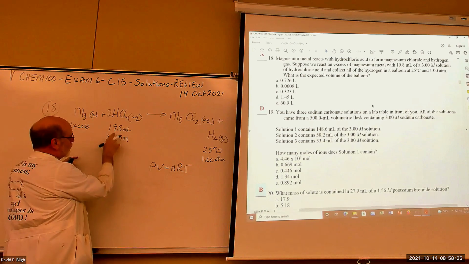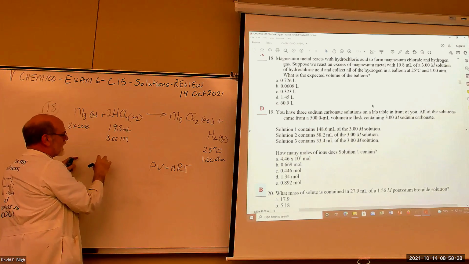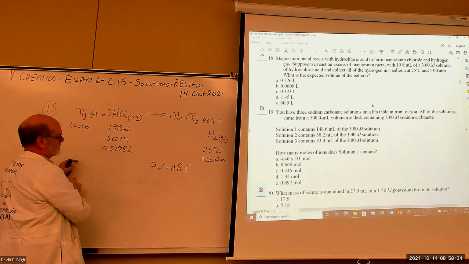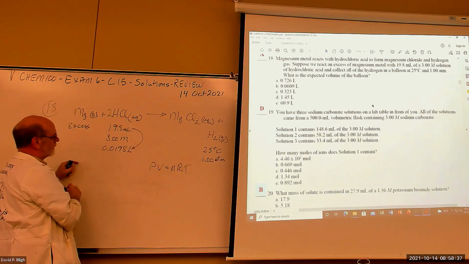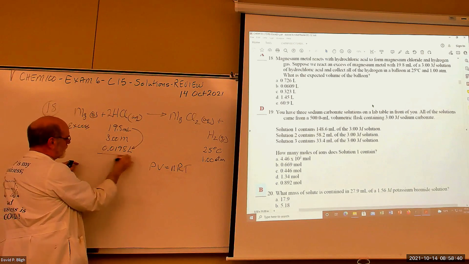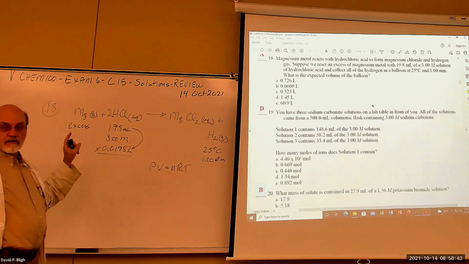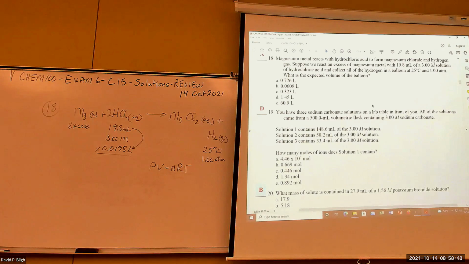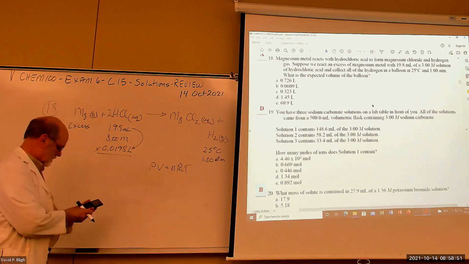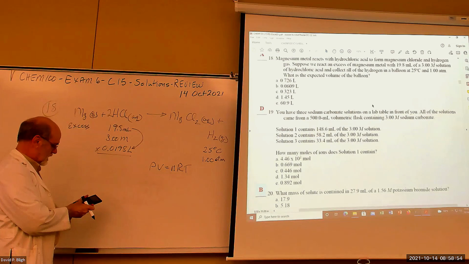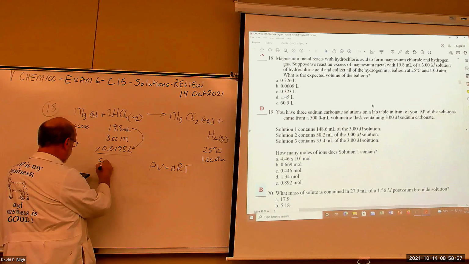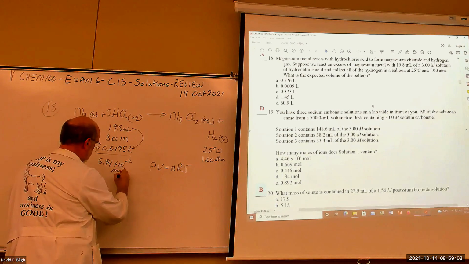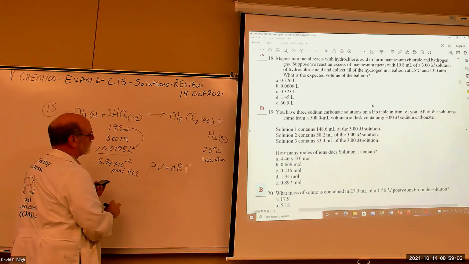So 19.8 milliliters is how many liters? 0.0198 liters, right? So that'll give us the number of moles of hydrogen chloride, or hydrochloric acid. So let's do that one. 0.0198 times 3 is 5.94 times 10 to the minus 2 moles of HCl.